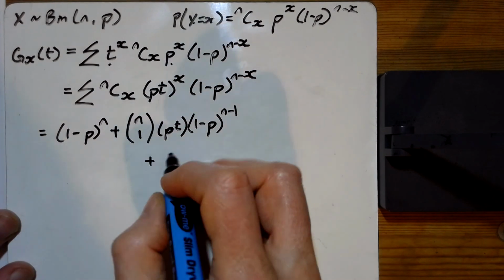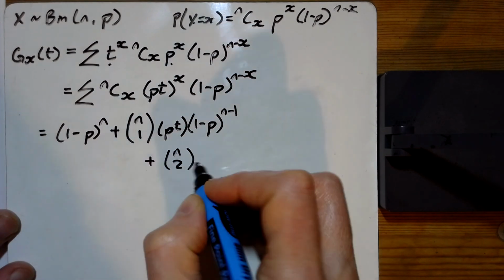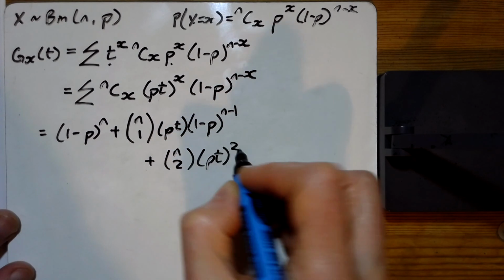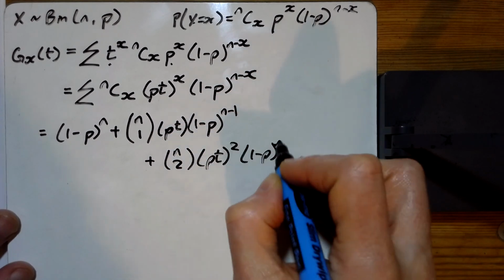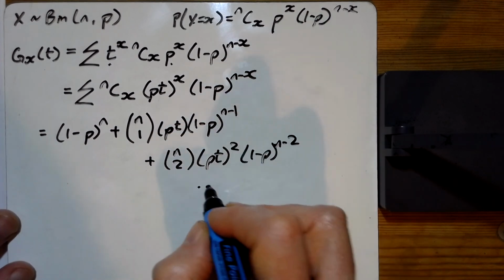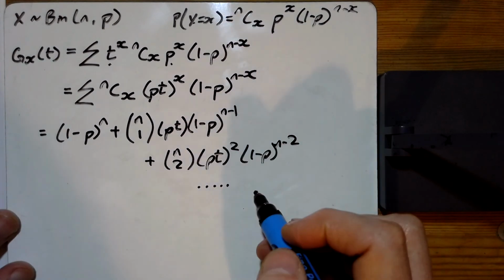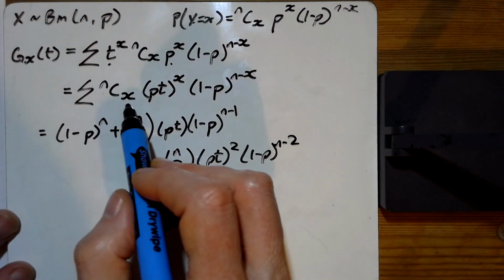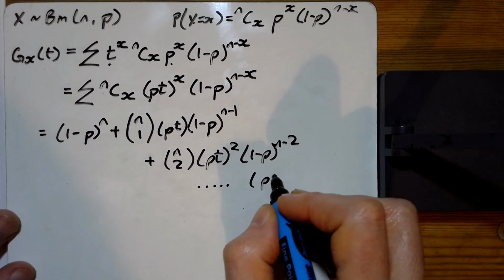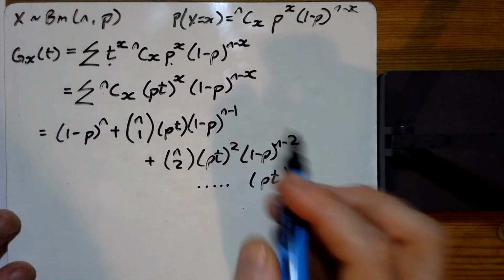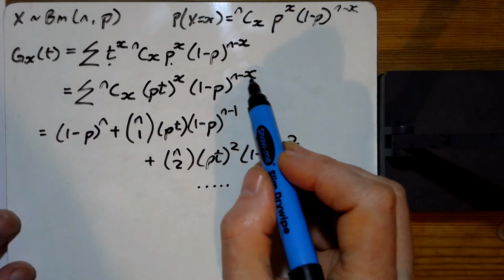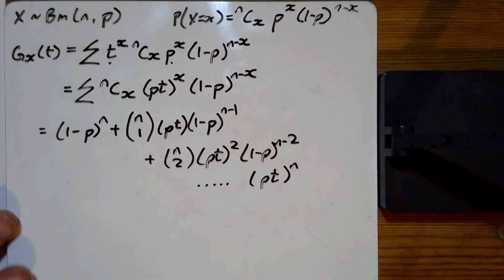Let's keep going. We'll stick a 2 in. We're going to get n choose 2 times pt squared, 1 minus p to the n minus 2, and so on and so on, going all the way through until we put an n in. So n choose n is just 1. We're then going to have pt to the power of n, and n minus n is 0, so that's to the power of 0.